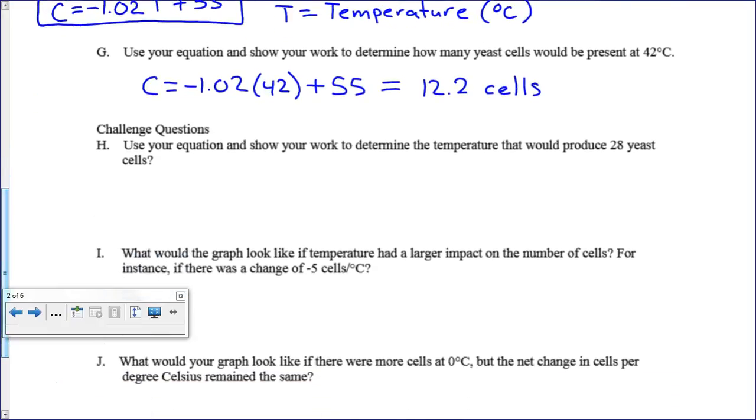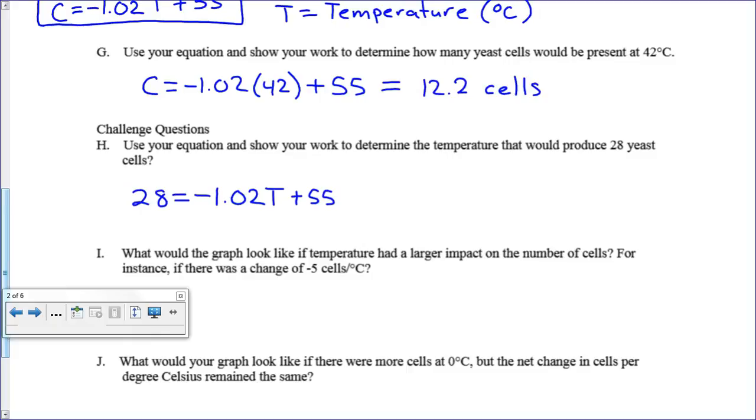Next, we'll move on to these challenge questions. This first one here, it says, now imagine that you have 28 yeast cells, and it's asking you what temperature you would have if that were the case. So in this case, they've given you the yeast cells, and they're asking you to solve for T. So I'm going to plug it in using the same equation from above, except this time I have C. So 28 equals negative 1.02 times T plus 55.